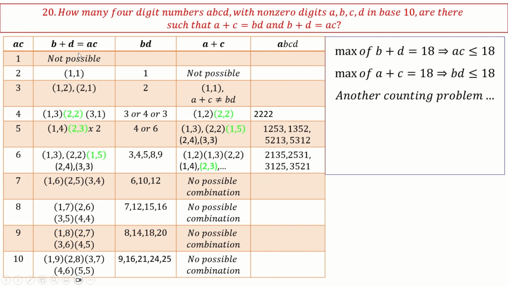So, what is my AC? What is my B plus D, which is nothing but AC? Then BD, my AC, A plus C. Then you form the number which is possible here.